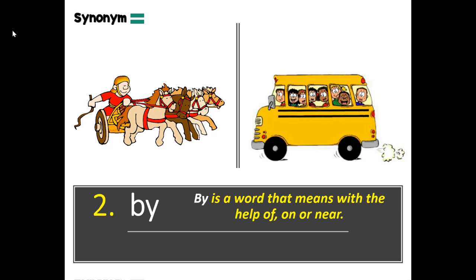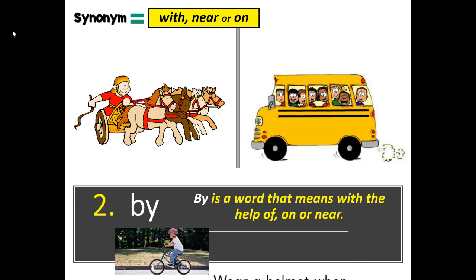So a synonym or a word that means the same could be with, near, or on. You could say, the man is traveling with a chariot or with the help of a chariot. The children are traveling on a bus. If you're by something, you are also near it as well. It's a slightly different meaning.